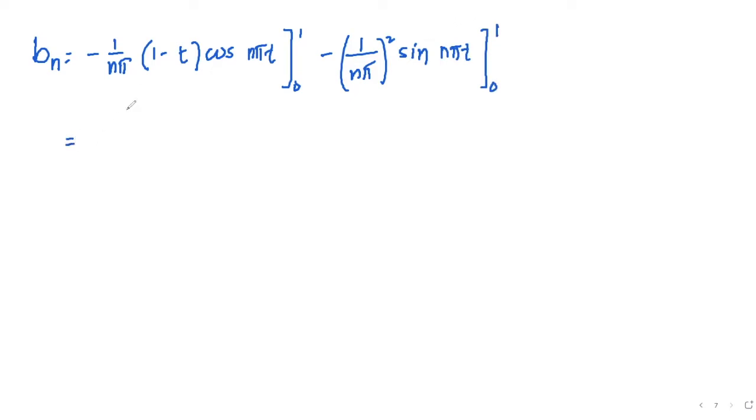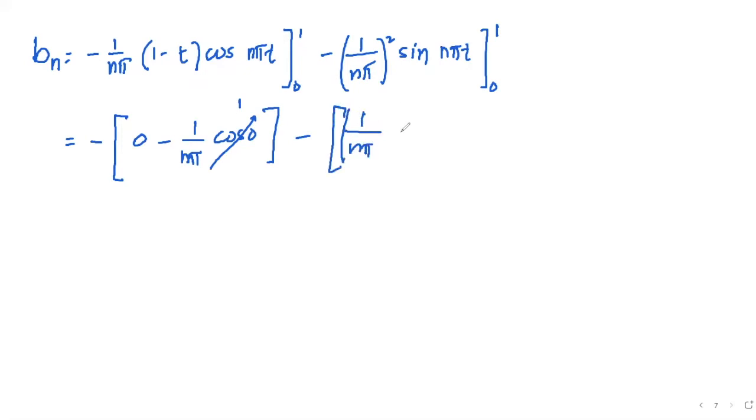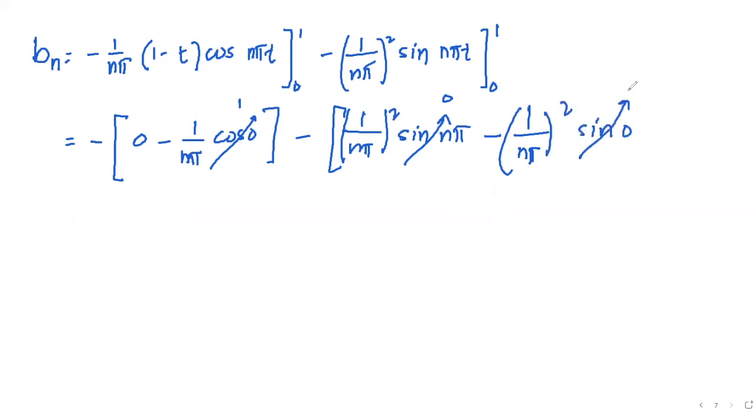Now we apply the limits. Upper limit is 1, so 1 minus 1 is 0. For the lower limit, we have 1 over n pi times cosine of 0. Cosine of 0 is equal to 1. For the second term, we have the quantity 1 over n pi squared sine of n pi times 1 as the upper limit. So we can say this is 0. Later, I'll show you the proof why sine of n pi is equal to 0. And for the lower limit, you have 1 over n pi squared sine of 0 is equal to 0.